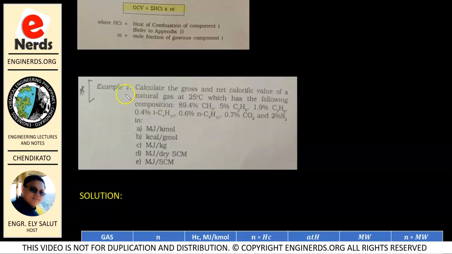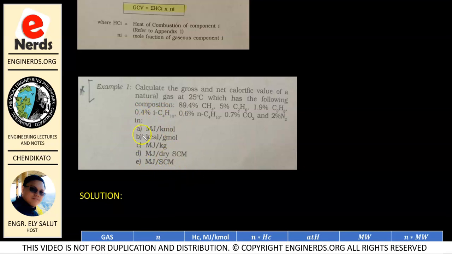So we have to calculate the gross and the net calorific value of a natural gas. So gas itong pinag-uusapan natin at 25 degrees Celsius which has the following composition. We have 89.4% CH4, 5% C2H6, 1.9% C3H8, 0.4% IC4H10, 0.6% NC4H10, 0.7% CO2, and 2% N2. And we need to express that on these units, no?